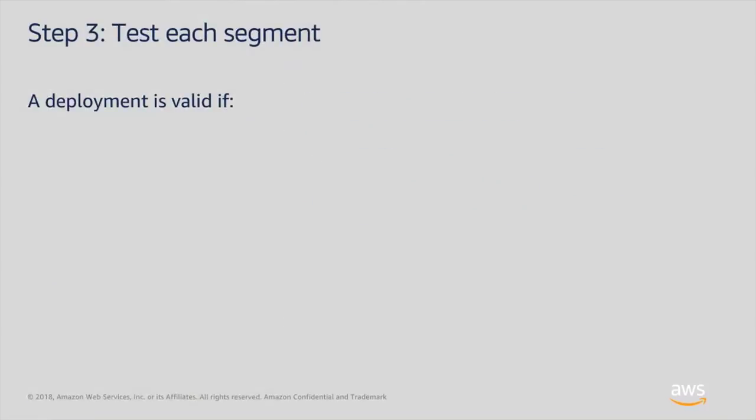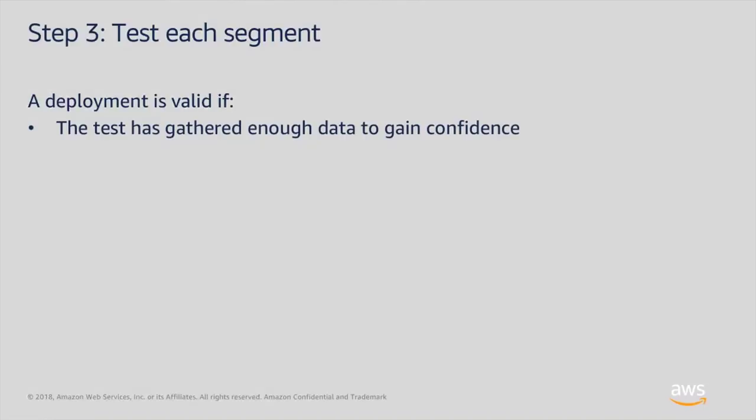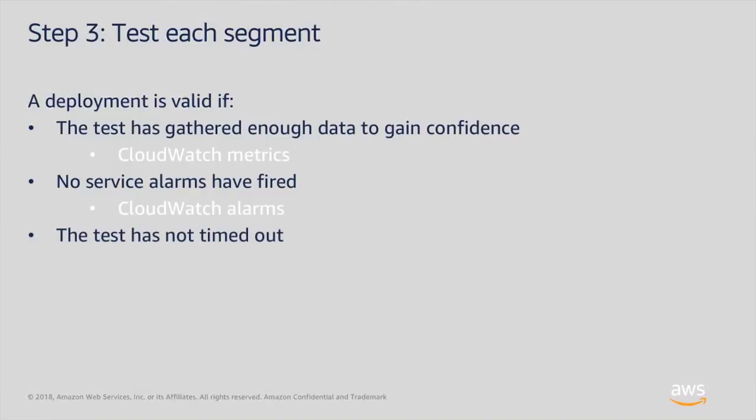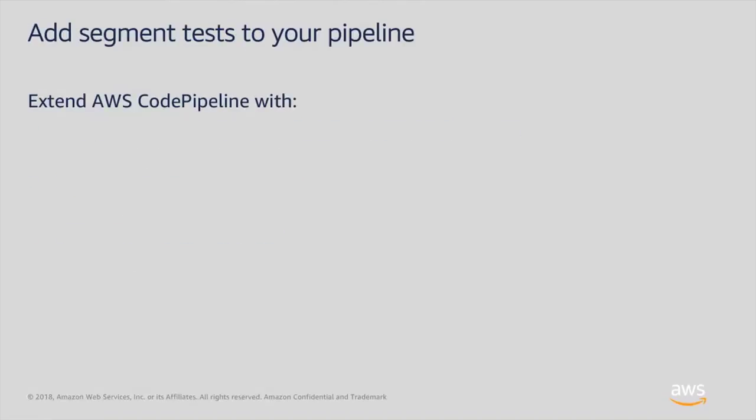So within each segment, a deploy is valid if the test has gathered enough data to gain confidence that it's successful. So we're going to look at CloudWatch metrics for that. We want to validate that no service alarms have been fired. So we're going to have CloudWatch alarms configured to make sure that things are working as expected. And we want to make sure that the test hasn't timed out. So we're going to use some code there to basically validate that we are getting responses back and we're getting them in the time that we're expecting.